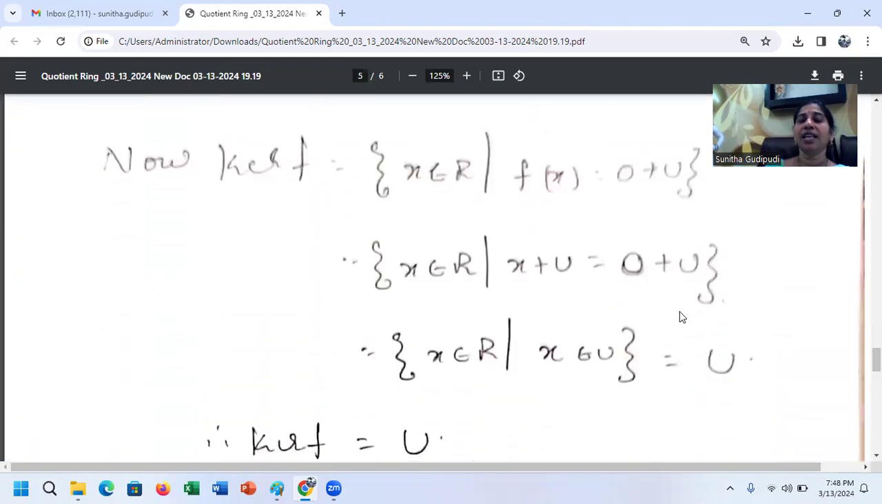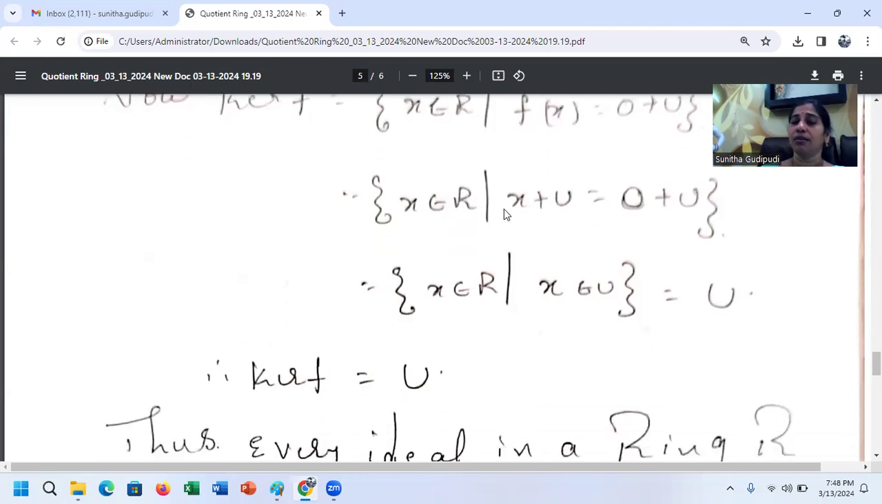Now, let's have a look at this particular one. What is the kernel of f for this particular one? All the elements x belonging to R such that f(x) is 0+U, the zero element of R/U. So what is f(x)? x+U, such that x+U is equal to 0+U.